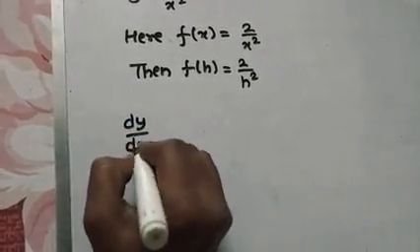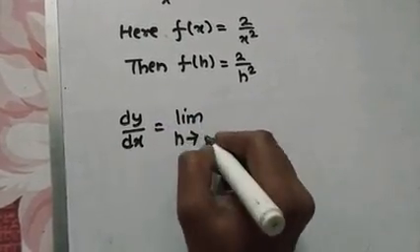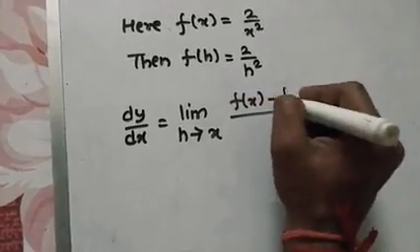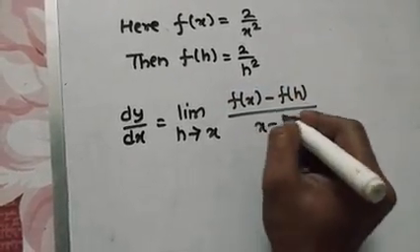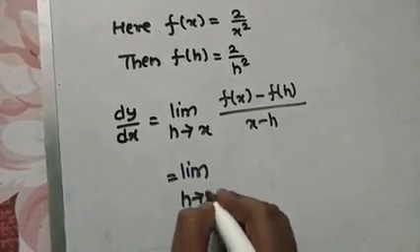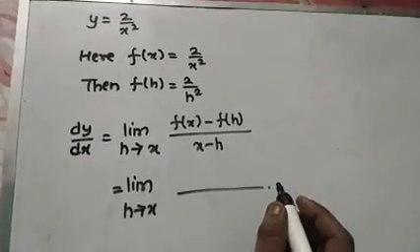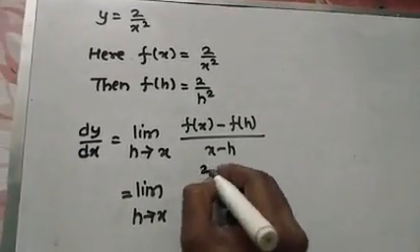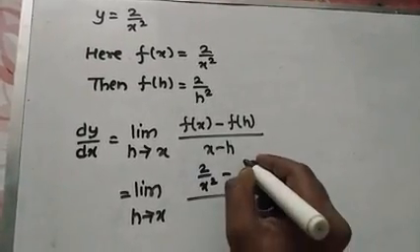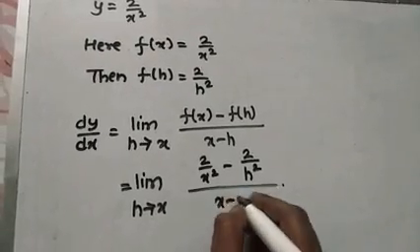dy by dx is equal to limit h tends to x, f of x minus f of h by x minus h. Now just putting the values. What is the value of f of x? 2 by x squared. The value of f of h is 2 by h squared, by x minus h.